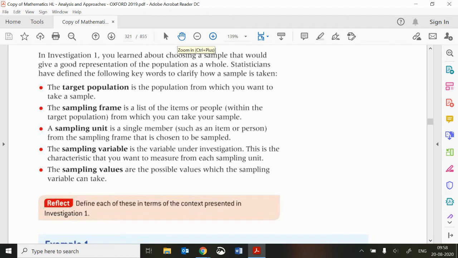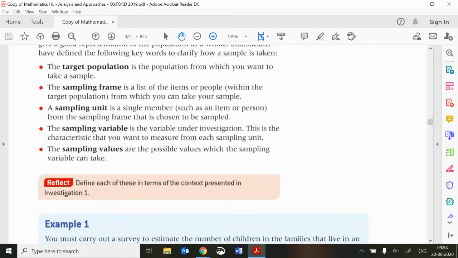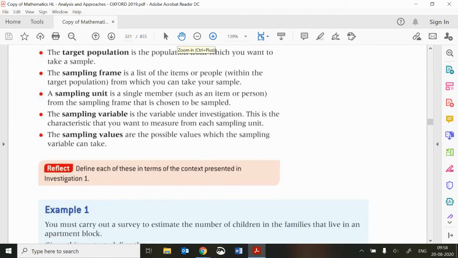And a sampling frame is simply a list of the items or people within the target population. So, for example, if you said, well, I've got access to people in my year group, and I want to find out something about the students in the school as a whole, but I'm just going to use my year group as the target population, then a sample frame for that would be a list of all of the students in your year group. Now, a sampling unit is a single member from the sampling frame chosen that's going to be sampled. In other words, one member of your sample, okay, this little group that you're choosing from the population.